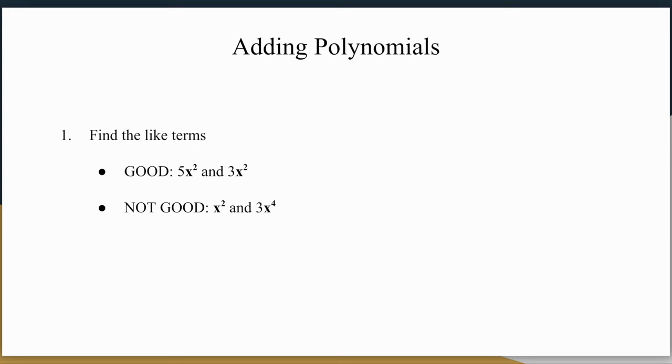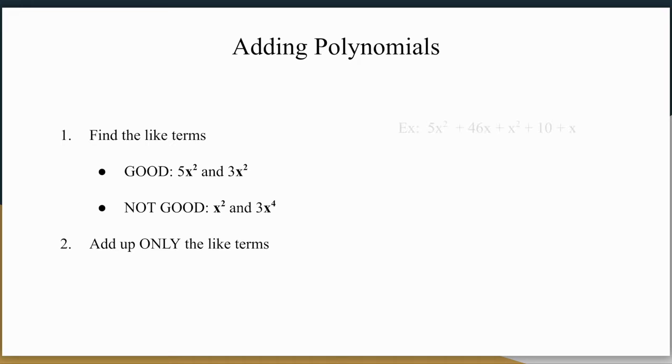Okay. So after finding the like terms, we have to add them up, right? In the case of adding polynomials. Okay. If the terms are different, meaning they are unlike terms, we cannot combine them. We cannot touch them. Okay, we can only combine the like terms.